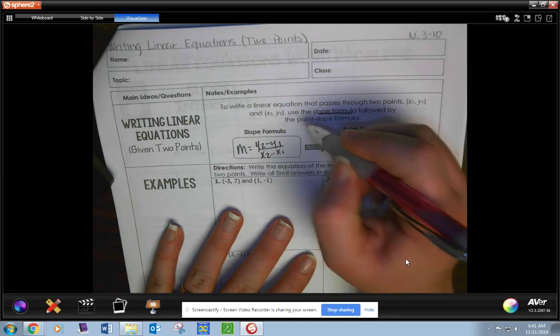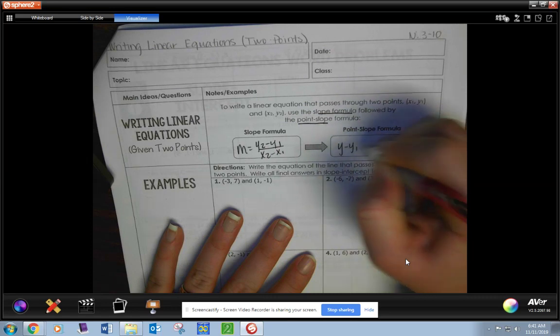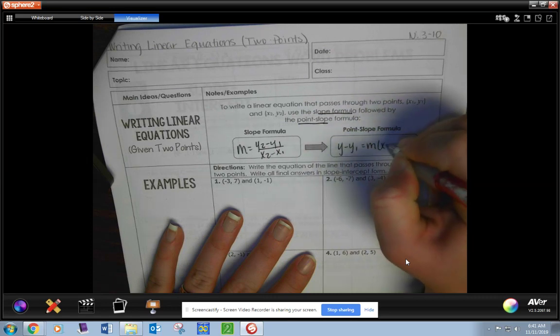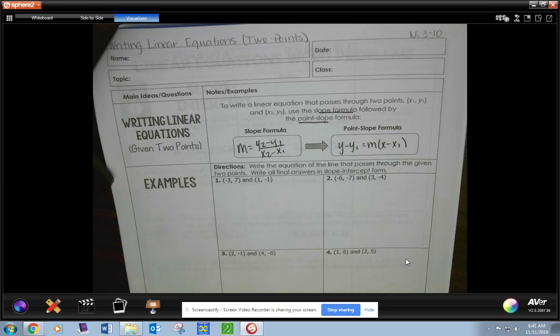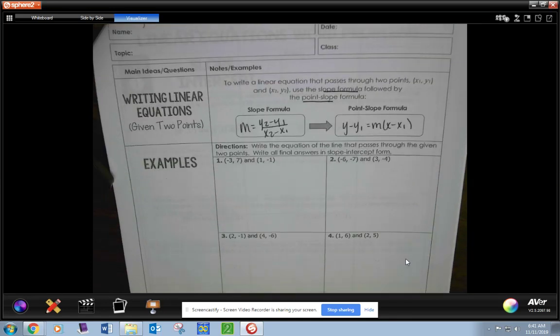And then after you do that, you pick a point and you use the point slope formula. So y minus y1 equals m times x minus x1. All right, so moving on with this, we're just going to do the first 6. That's plenty of examples for y'all to see. We're not going to do the back.